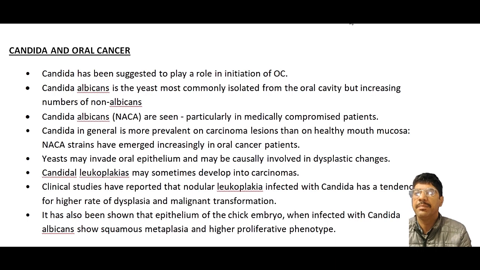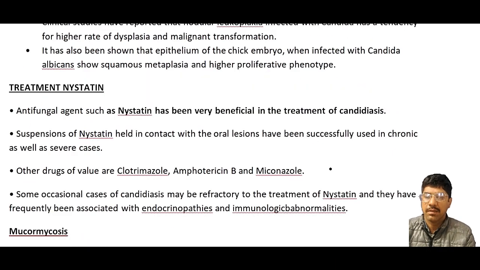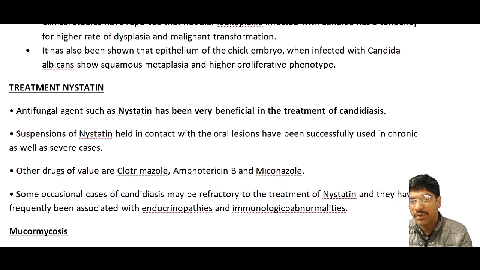Now, what is the treatment? We generally give antifungal drugs. What are the antifungal drugs that could be used? Nystatin, clotrimazole, amphotericin B, and miconazole. Nystatin suspensions applied to oral lesions have been successful even in chronic and severe cases. However, nystatin tablets are given for intestinal thrush and are not effective for oral lesions. Other medicaments we can choose are clotrimazole, amphotericin B, and miconazole.